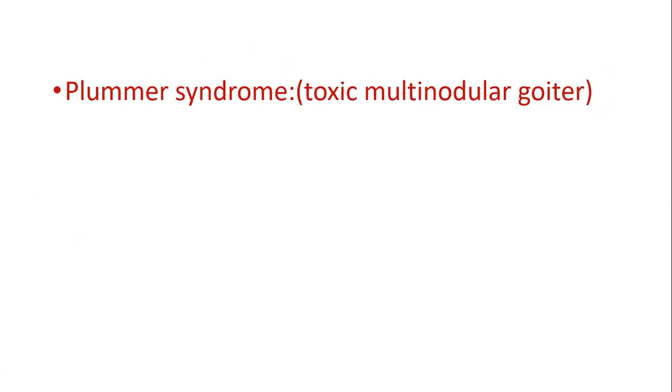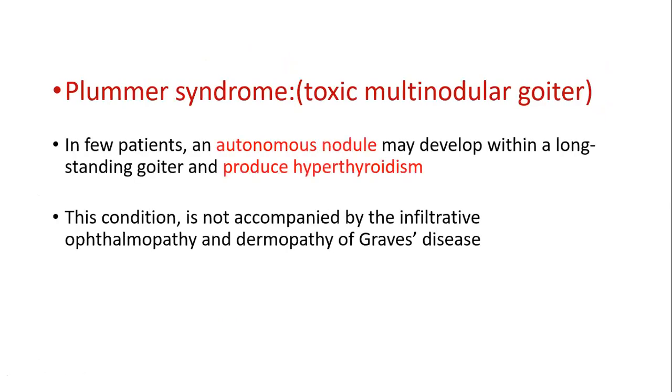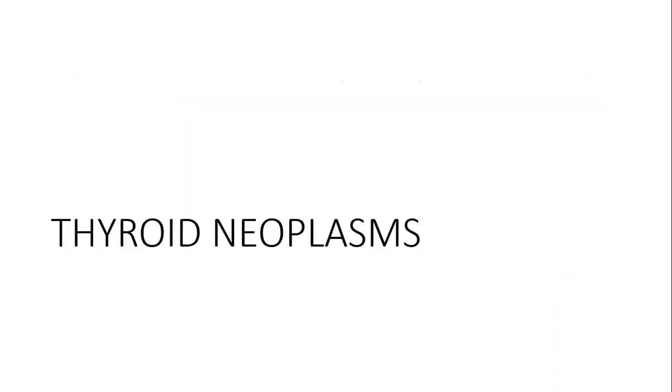Plummer syndrome, toxic multinodular goiter. What happens in a few patients? In a few patients, one area of the multinodular goiter becomes an autonomous nodule, and they develop into a long-standing goiter and produce hyperthyroidism. That is called Plummer syndrome. The condition is not accompanied by the infiltrative ophthalmopathy or dermatopathy of Graves' disease, but it is a hyperthyroid state.